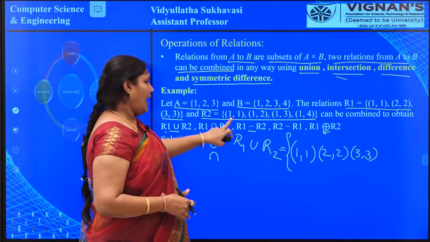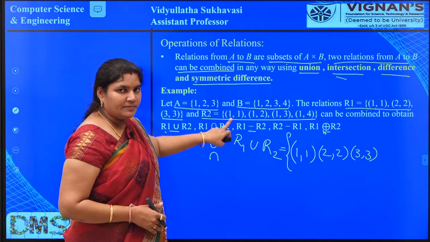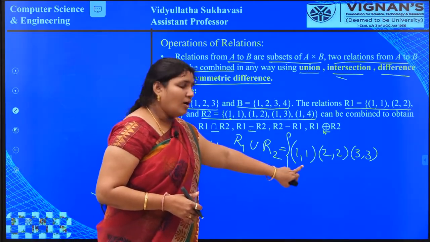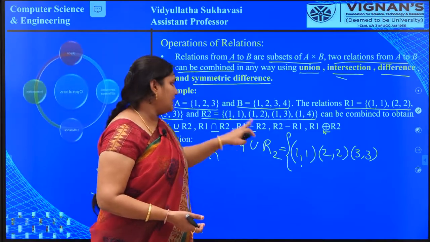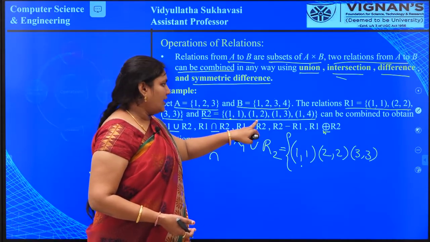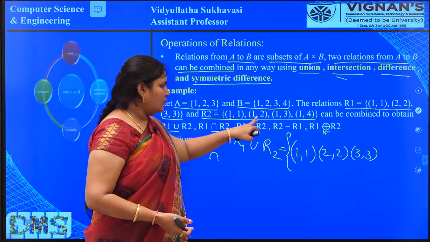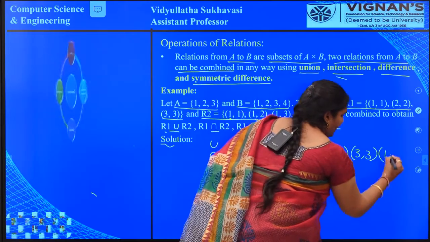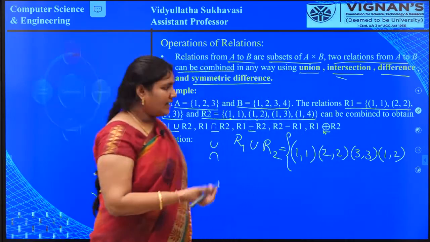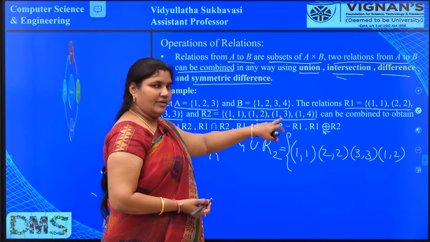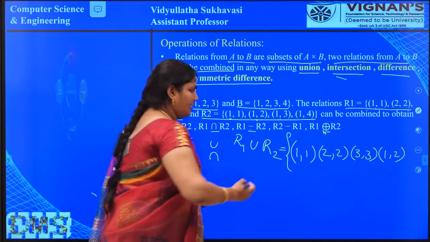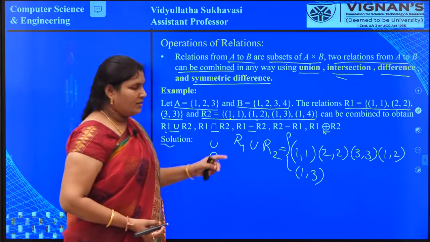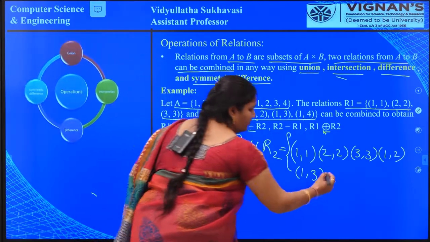So here in R2, what is the first ordered pair? That is 1, 1. Here 1, 1 is already present in R1, so we don't take this ordered pair. Next ordered pair is 1, 2. Since it is not present in R1, we will consider this 1, 2 ordered pair. Next, what is the ordered pair we have? 1, 3. This ordered pair is also not present in R1, so we will consider it in the relation. Next, 1, 4.